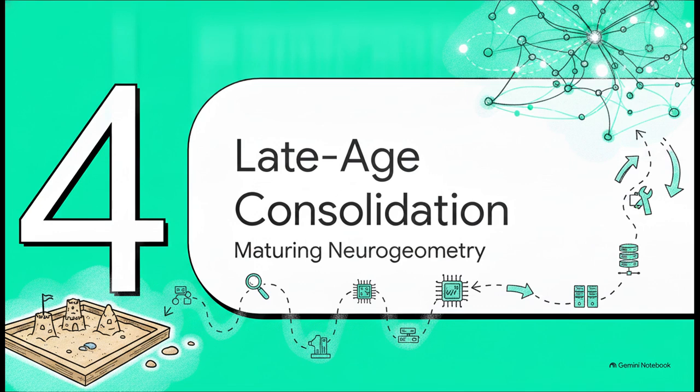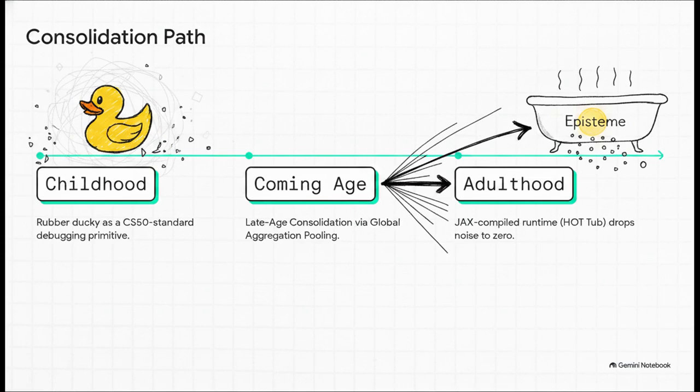Section 4. Late-age code consolidation. Maturing the neurogeometry. With Insight V, we get to analyze the beautiful transition from childhood sandboxes to full maturity. You know that childhood yellow rubber duck wasn't just a toy. It was actually a CS50 standard debugging primitive designed to explain spatial visual orbits, completely bypassing the latency of language. As the system comes of age, it executes a late-age consolidation. Through global aggregation pooling, an entire trajectory of noisy verbal scaffolding condenses into a single vector of pure episteme. Step into the warm JAX compiled runtime, and all those noisy childhood prepositions drop to exactly 0.